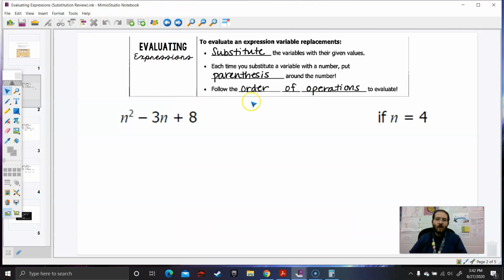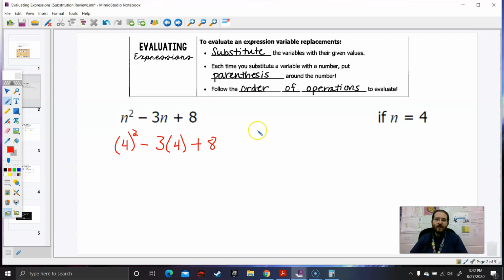All right, so as a reminder, to evaluate an expression with variable replacements, you want to substitute the variables. You put the value in parentheses, and then you follow order of operations, okay? So n squared minus 3n plus 8 if n is equal to 4. We're going to put in parentheses wherever we see our n, and then we just carry everything else just like we had before.